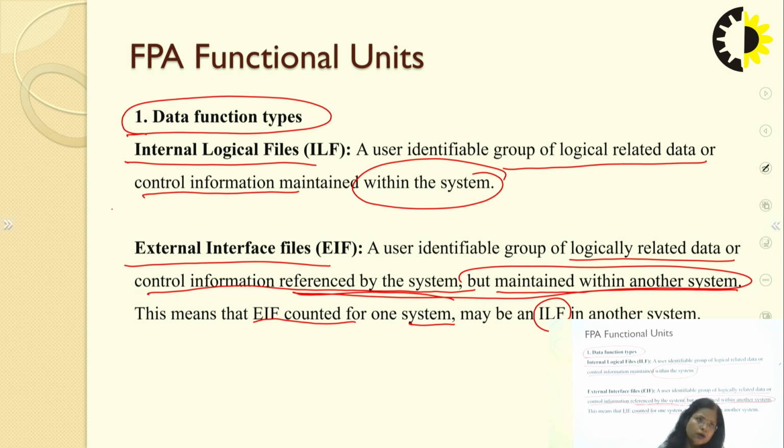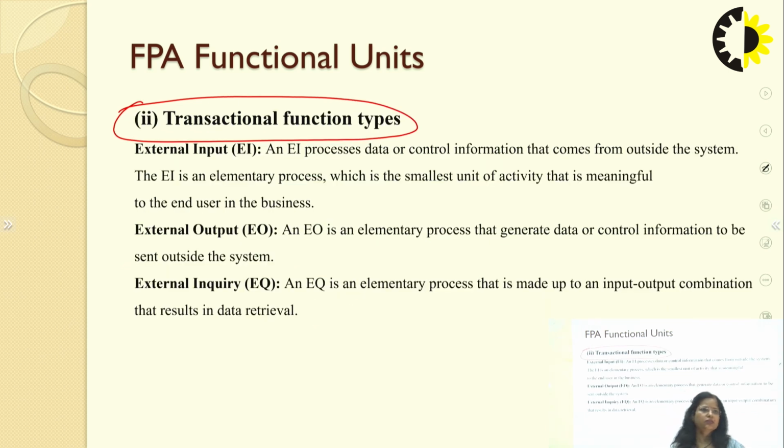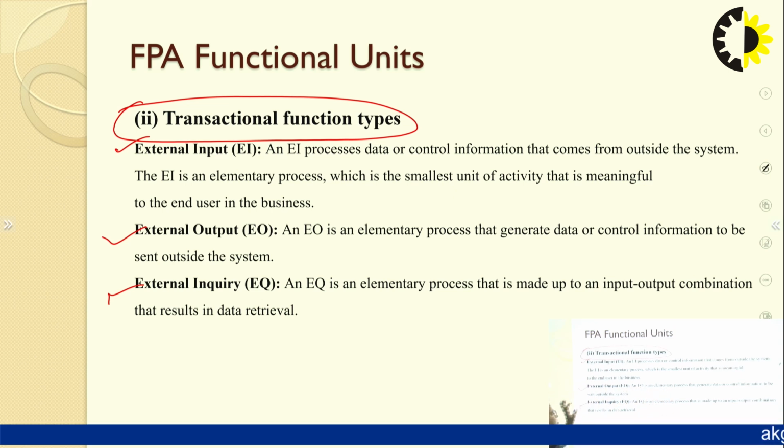Next is the transactional function types. The transactional function type has three categories: external inputs, external outputs, and external inquiries. An external input, EI, processes data or control information that comes from outside the system. An EI is an elementary process, which is the smallest unit of activity that is meaningful to the end user in the business.